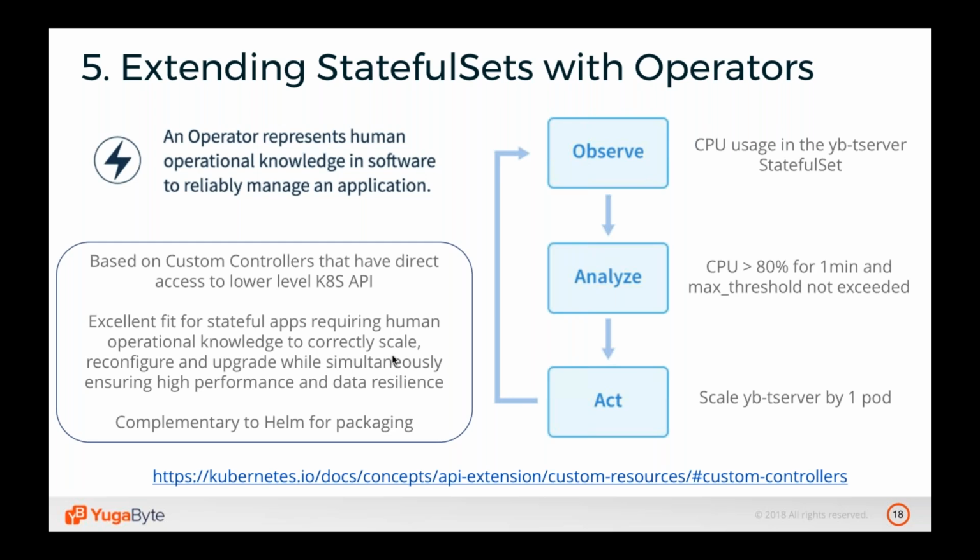It then analyzes the data and then takes an action. So in our example of auto-scaling, it first observes what the CPU usage is across all the tablet servers in the cluster, and then analyzes this data to say, if the CPU usage has exceeded 80% for a minute and my max threshold for scaling out is not exceeded, then go ahead and act on it by adding another pod. And keep doing that in the loop, right? So it's pretty easy to automate such things.